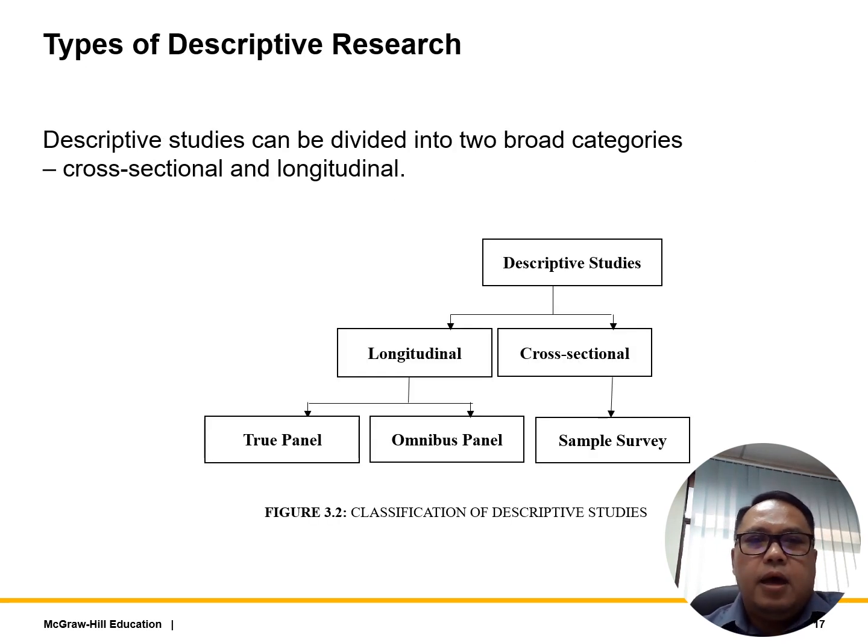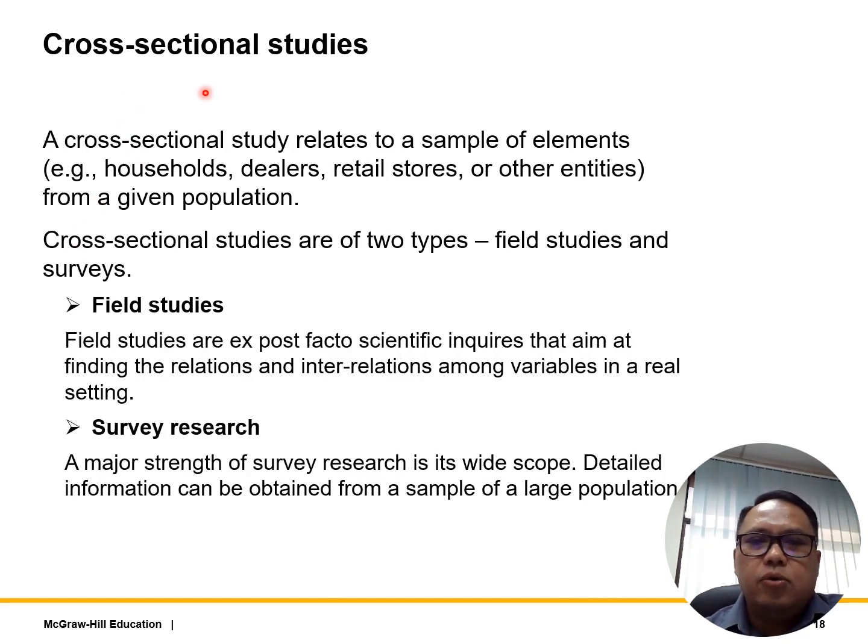Okay. And the types of descriptive research can be classified into two different types. Number one is longitudinal and also cross-sectional studies. The longitudinal can be divided into two, which are true panel and omnibus panel, whereas the cross-sectional is a sample survey. Okay, so let's go one by one.